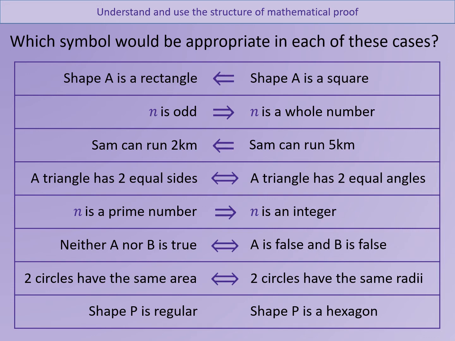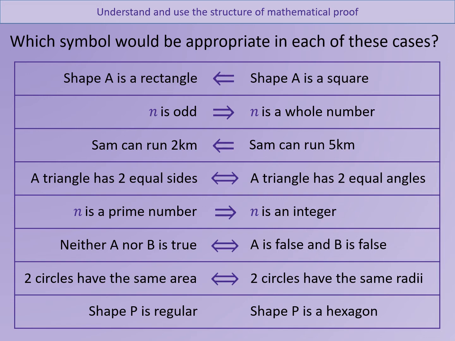So if 2 circles have the same area, then it implies that they must have the same radii. And if we have 2 circles with the same radius, then it implies that we must have 2 circles with the same area. They have to be identical circles.